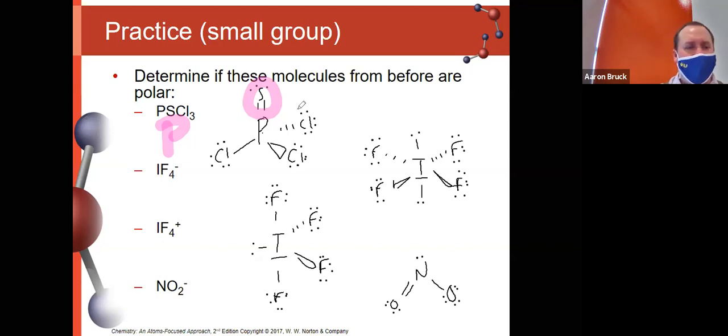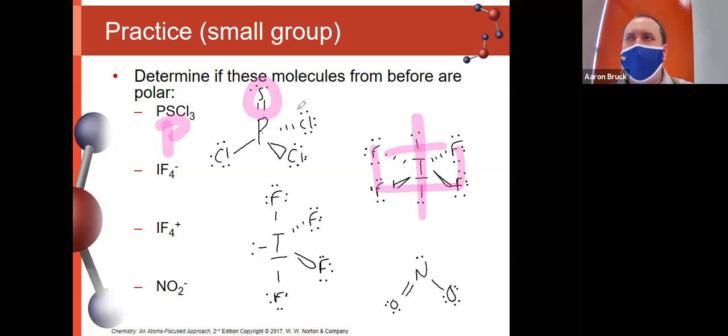In the case of IF4-, we can see that we have symmetry in that equatorial plane. All four of those bonds are all iodine to fluorine. And we have symmetry in this axial line as well. Lone pairs up and down. IF4-, nonpolar.